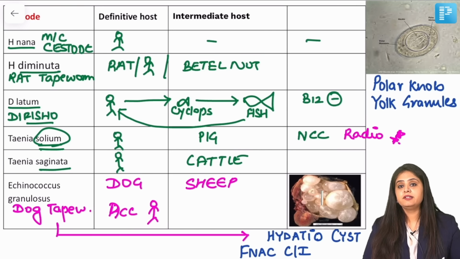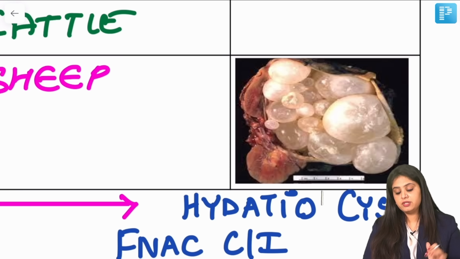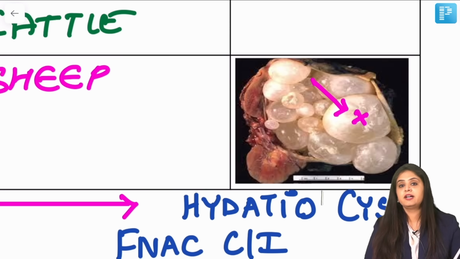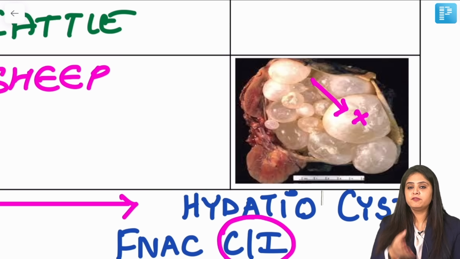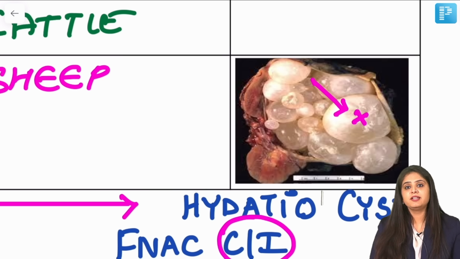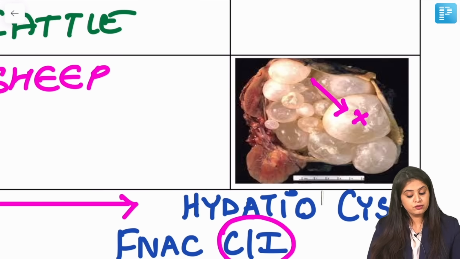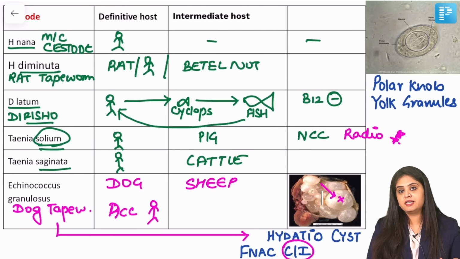It causes hydatid cyst. One always important question: never ever put a needle inside a hydatid cyst. FNAC is contraindicated. Reason being, this has fluid. If you prick it, that fluid will come out, the patient will have anaphylaxis, and he might die. So you're not supposed to do FNAC in hydatid cyst.